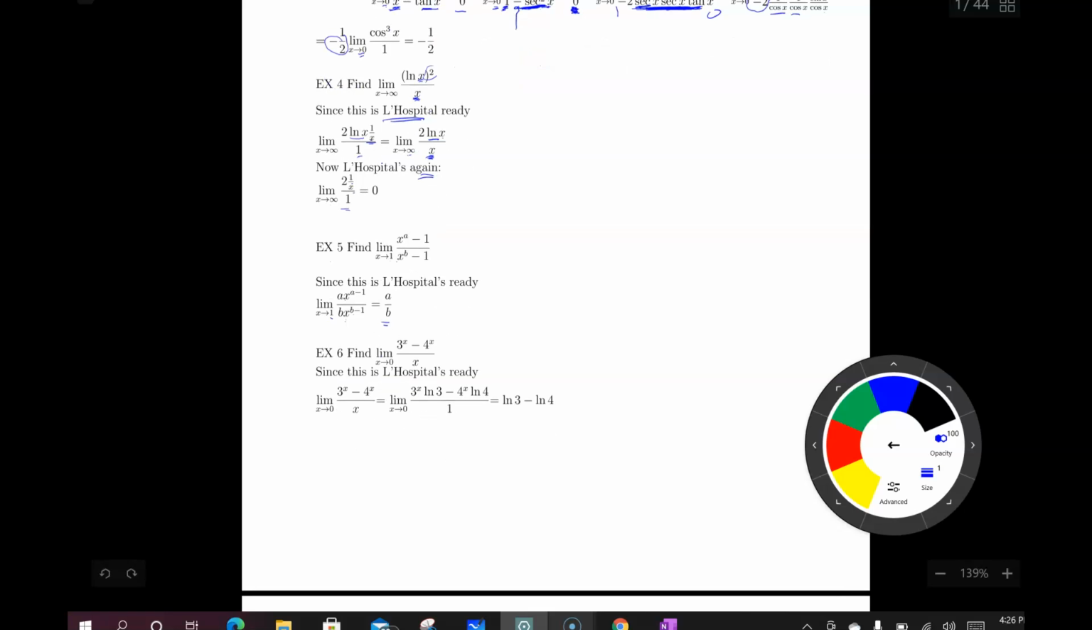Last one here. Now I have 3 to the x and 4 to the x. So 3 to the 0 gives me 1, 4 to the 0 gives me 1, so that gives me a 0 over a 0. So it is L'Hopital ready. You remember the derivative of 3 to the x is 3 to the x times ln of 3. Derivative of 4 to the x is 4 to the x times ln of 4. So now when I plug in 0, I just get 3 to the 0, which is 1, and 4 to the 0, which is 1, so ln of 3 minus ln of 4.